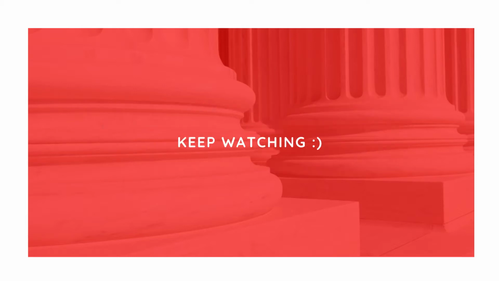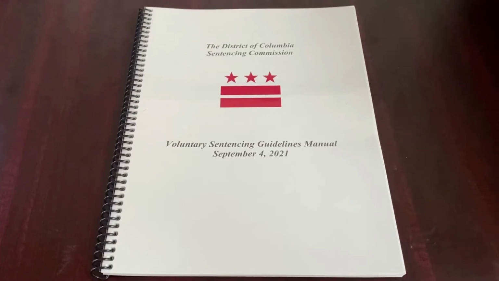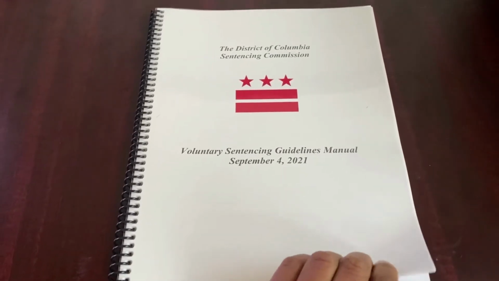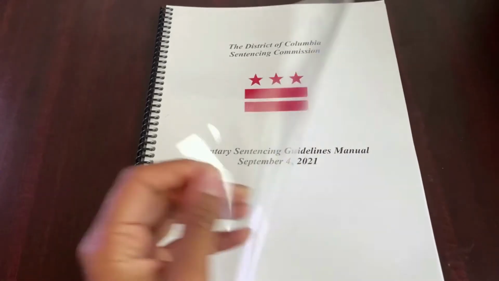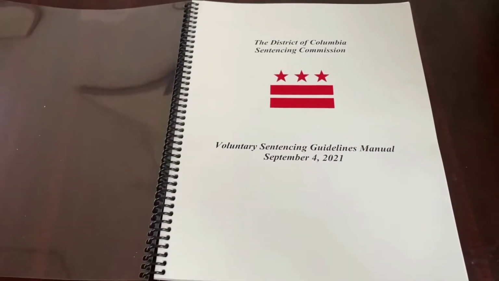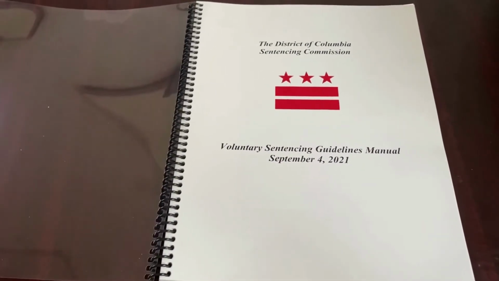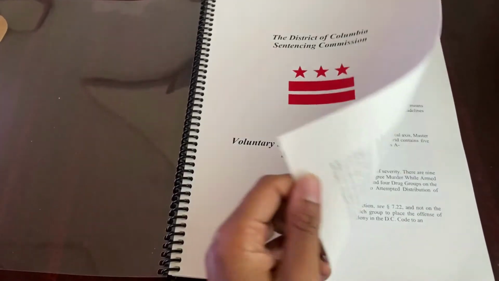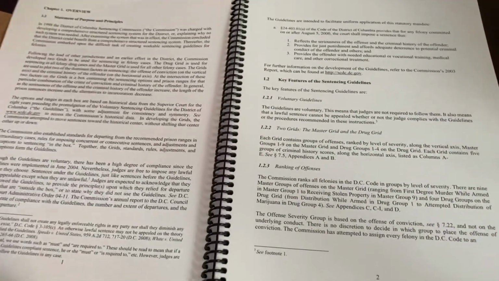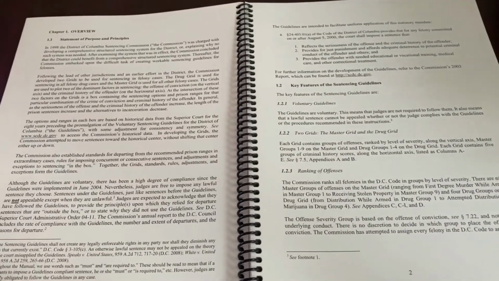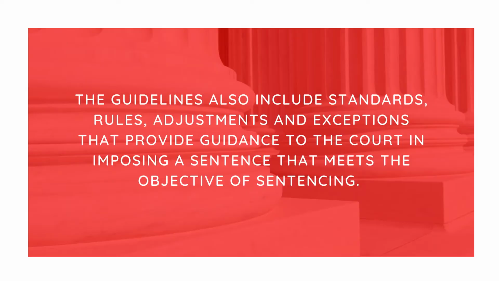Keep watching. The DC Voluntary Sentencing Guidelines provide sentencing recommendations that are organized in a grid format. They provide DC Superior Court judges with felony sentencing recommendations that are based on the severity of the illegal act and the criminal history of the individual being sentenced. The guidelines also include standards, rules, adjustments, and exceptions that provide guidance to the court in imposing a sentence that meets the objective of sentencing.